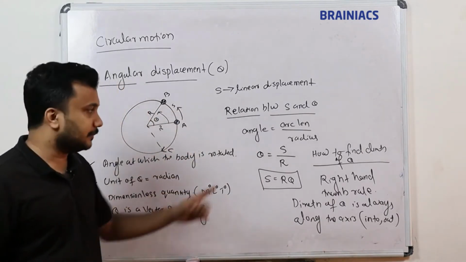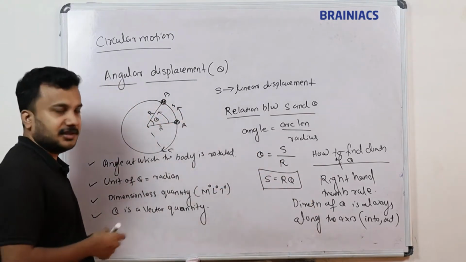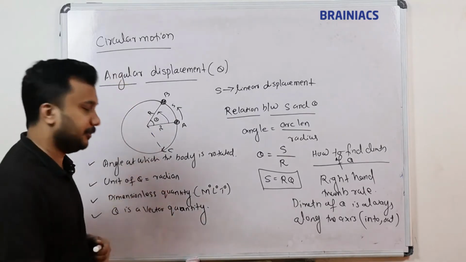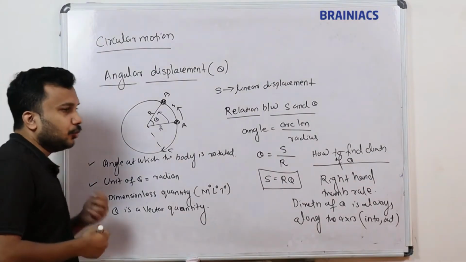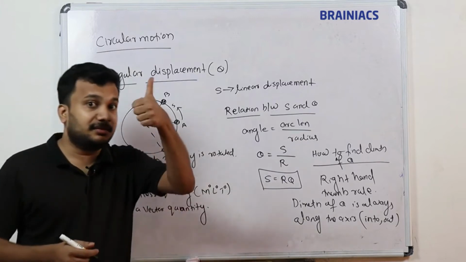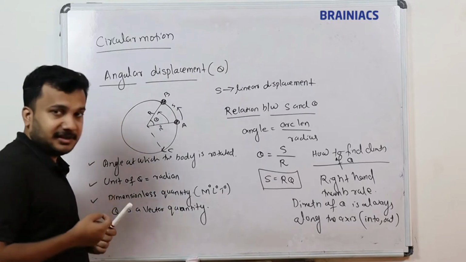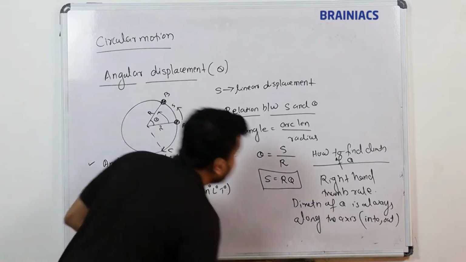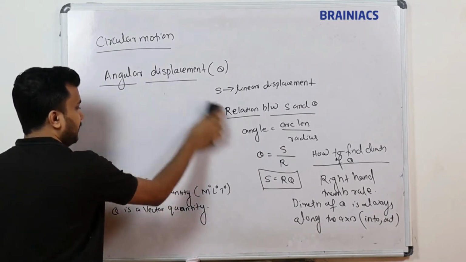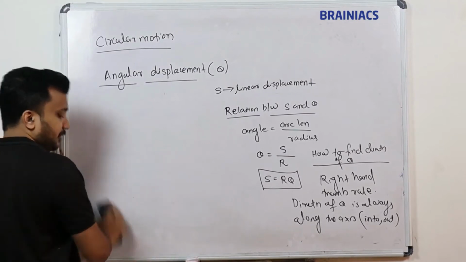So hope you understood it. With the right hand thumb rule, the direction of theta is always along the axis, either into the board or out of the board. In your case, either into the paper or out of the paper. So two things will be there. Who is giving the direction of theta? The direction of theta is given by the thumb. So we will write the definition of the right hand thumb rule. I'll use this space. We will specify what the right hand thumb rule is.